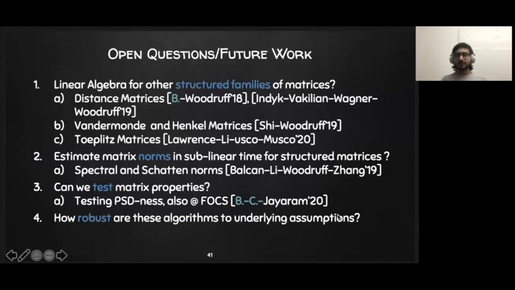Finally, as alluded to in the previous slide, we can also ask how robust are these algorithms that we mentioned above to the underlying assumptions that we make. And the long-term goal of this is to hopefully develop a theory of robust linear algebra for structured matrices.